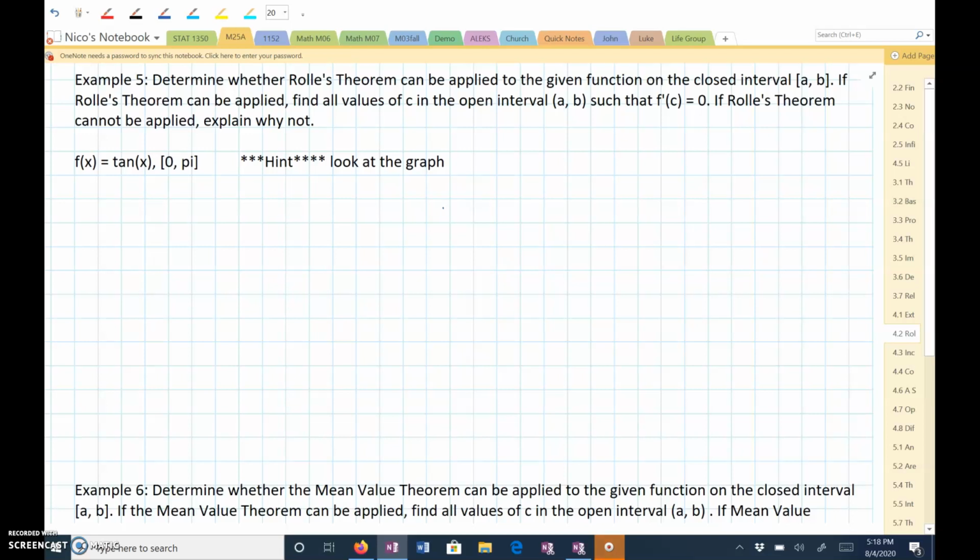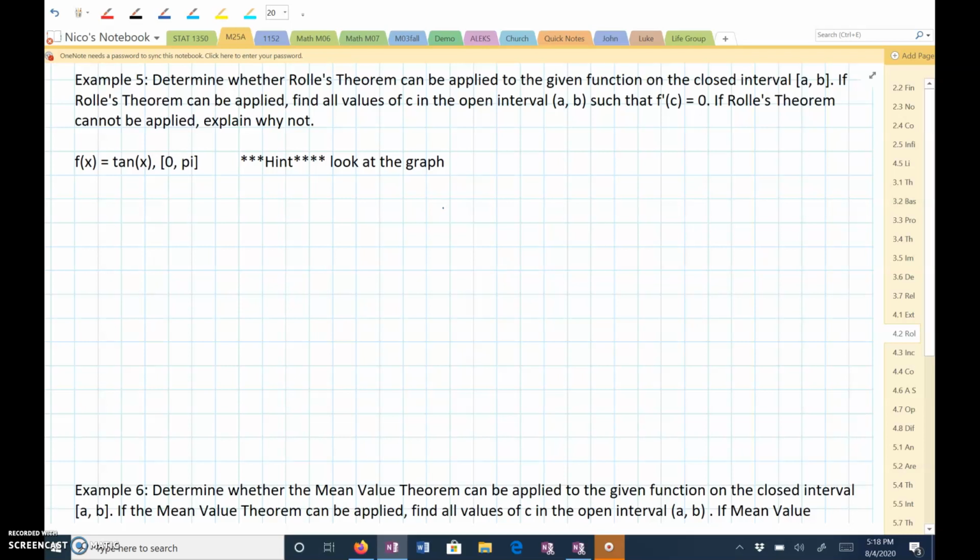Example 5. Determine whether Rolle's theorem can be applied to the given function on a closed interval a to b. If Rolle's theorem can be applied, find the values of c in the open interval a to b such that the derivative of f of c equals 0. If Rolle's theorem cannot be applied, explain why.